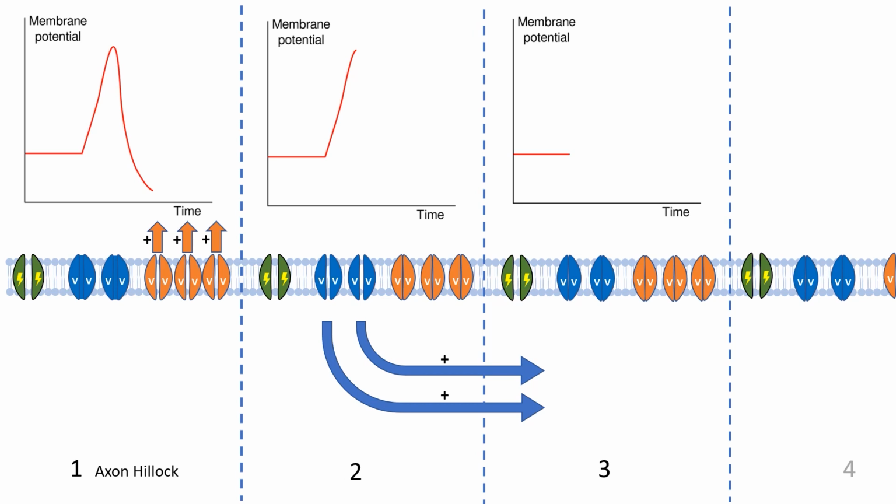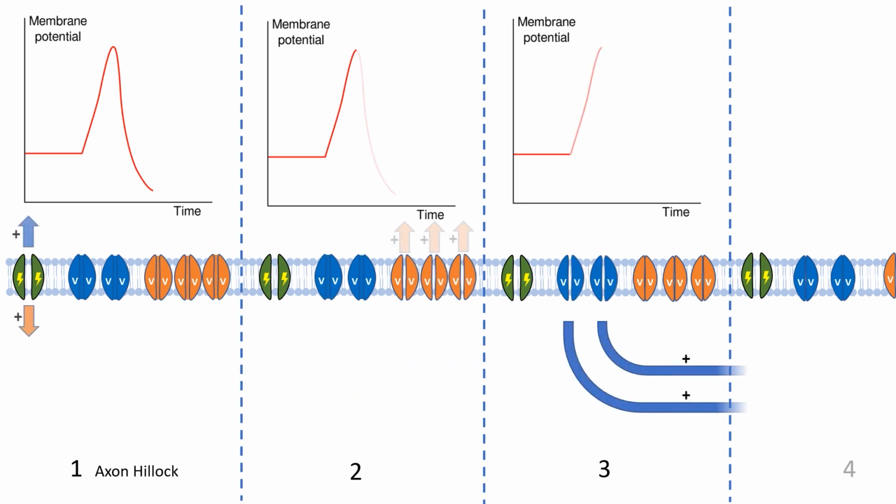Note that segment 1 has repolarized, while segment 2 has depolarized. The pattern is repeated. The influx of sodium through segment 2 has activated voltage-gated sodium channels in segment 3.